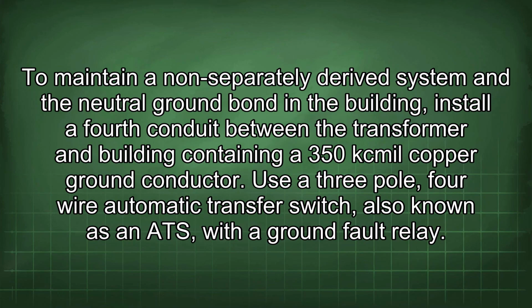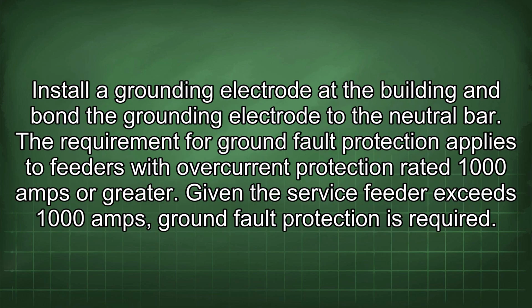To maintain a non-separately derived system and the neutral ground bond in a building, install a fourth conduit between the transformer and building containing a 350 kcmil copper ground conductor. Use a 3-pole 4-wire automatic transfer switch, also known as an ATS, with a ground fault relay. Install a grounding electrode at the building and bond the grounding electrode to the neutral bar.